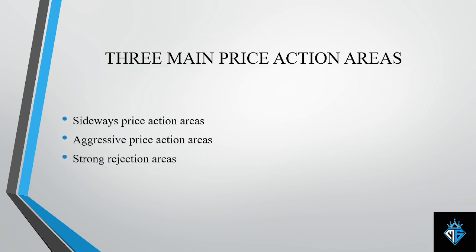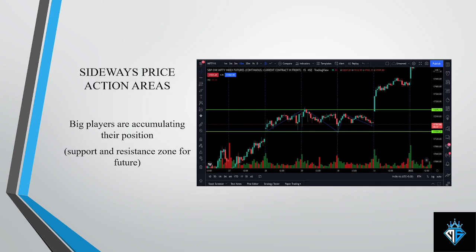Okay, there are three main price action areas. One is the sideways, the aggressive price action areas, and the strong rejection areas. So let's see one by one. The sideways price action area means the price trading within a range for a day, or for 2 days or 3 days, for the week, or it may go for 10 days itself also. So this is the range where the price is trading inside this range. So this is the sideways price action area.